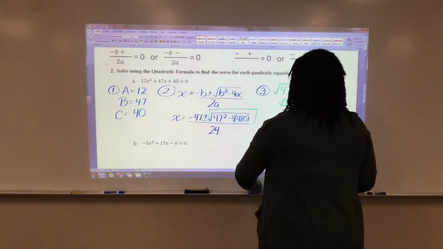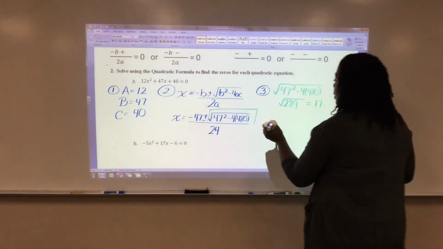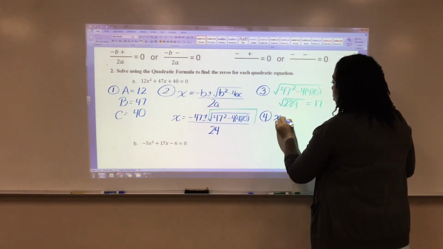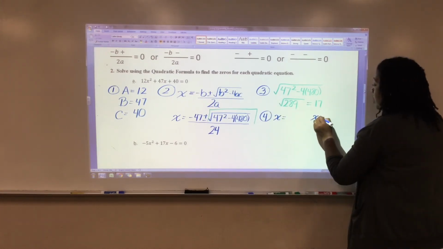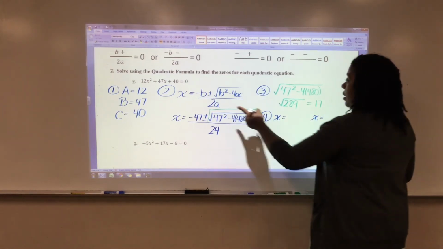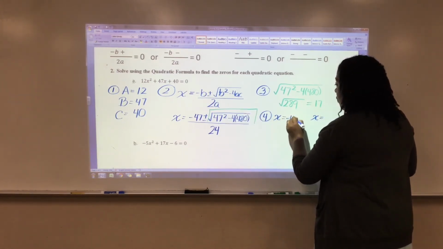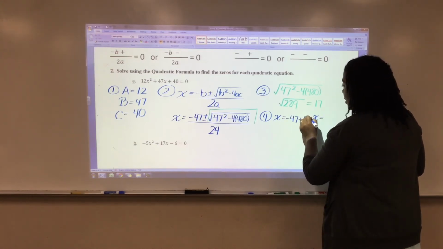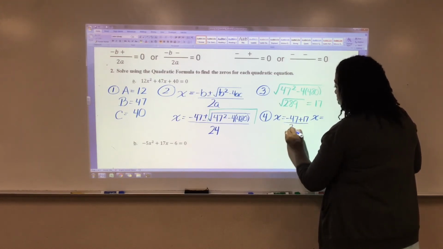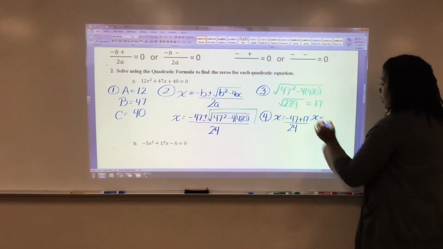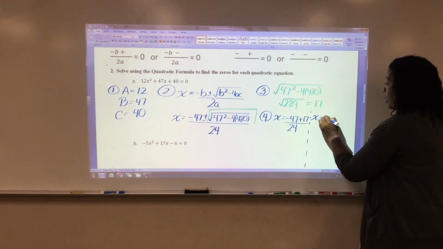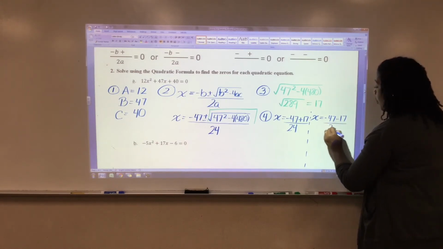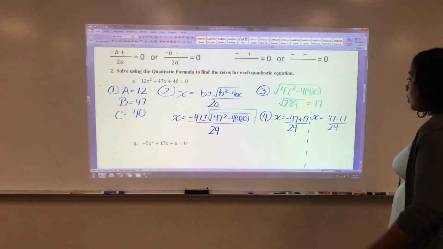So moving on to step 4, now we're going to do a combination of things. We're ready to separate our 2 equations. So remember, we've got x equals and x equals, so we're going to have 2 different equations. It's negative b, so in this case it's going to be negative 47. One is going to be plus the 17 we just got in step 3 over 24. The second equation, which I want to make sure I divide out, is negative 47 minus 17 over 24. And then we'll simplify it.